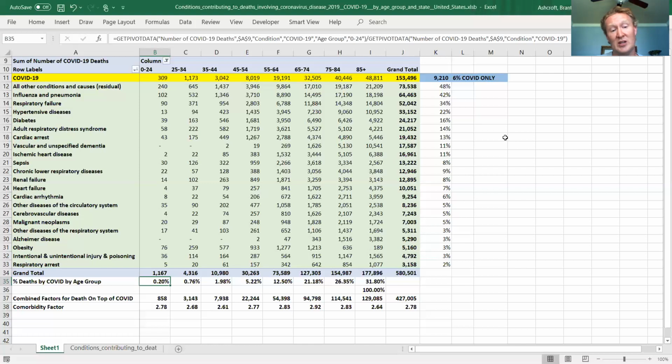So this is the percentage of total deaths by age group. So 0 to 24, this is deaths. This is not positive tests, nothing like that. But this is deaths by age group. So it's 0.2% for 0 to 24. And then you can kind of look here all the way up to 85. 85 plus is 32%, right? So basically this is your percentage by age group.